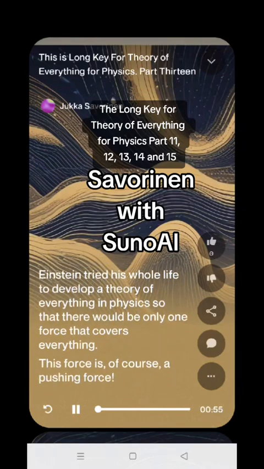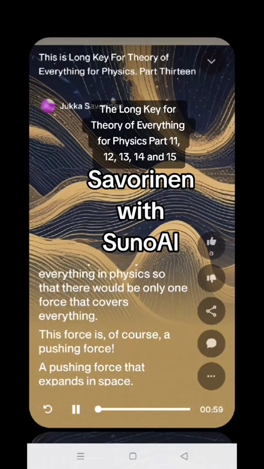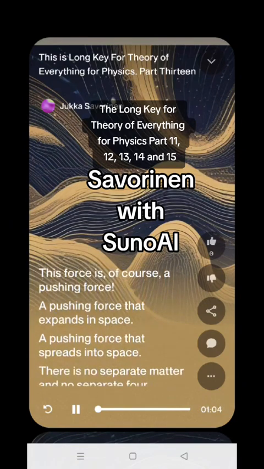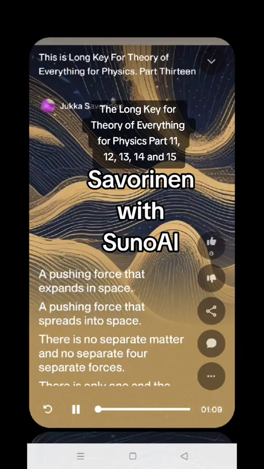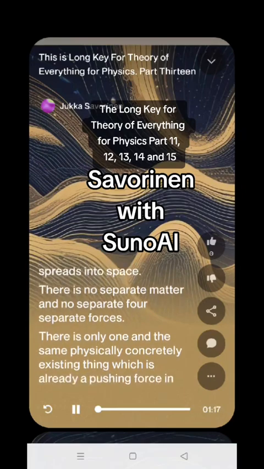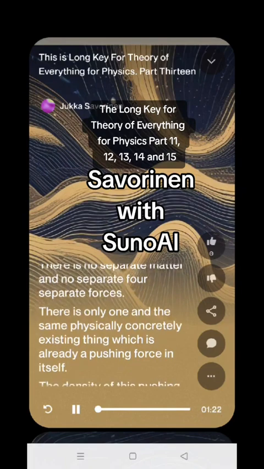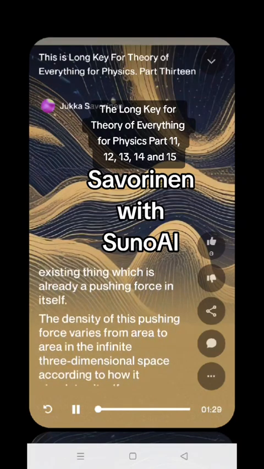Einstein tried his whole life to develop a theory of everything in physics, so that there would be only one force that covers everything. This force is, of course, a pushing force! A pushing force that expands in space. A pushing force that spreads into space. There is no separate matter and no separate forces. There is only one and the same physically, concretely existing thing, which is already a pushing force in itself.